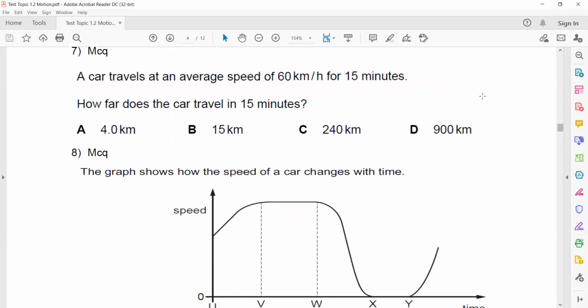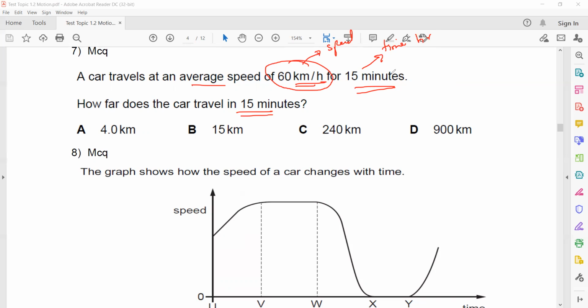In question 7, a car travels at an average speed of 60 km per hour for 15 minutes. How far does the car travel in 15 minutes? So we have the speed and we have the time, but as you can see, the speed is in kilometers per hour, but the time is in minutes. So if speed is in kilometers per hour, the time should be in hours as well.